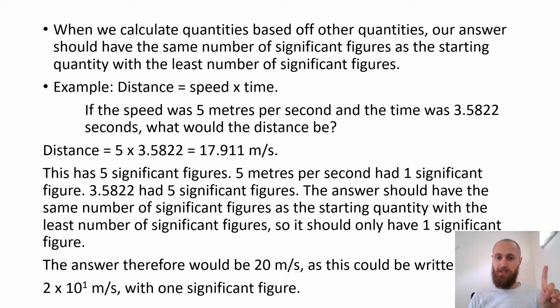Some people might be tempted to write 18 meters per second, rounded to the nearest meter per second, but 18 is 1.8 times 10 to the power of 1 meters per second. That's 2 significant figures. So to make it only have 1 significant figure, I'd have to round it up to 20 meters per second. That 20 could be written as 2 times 10 to the power of 1 meters per second. It's just got 1 digit. It's got 1 significant figure, which is how many we want. So I'd be rounding my answer quite a bit from 17.911 up to 20, just to make sure that my answer has 1 significant figure.